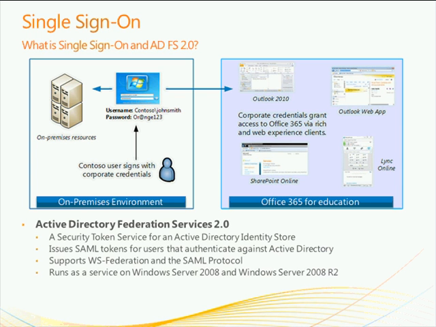So single sign-on works with SharePoint Online, Lync Online. It works in the browser, and it works in rich email clients and mobile devices. Single sign-on with Office 365 is based on ADFS 2.0. It's Active Directory Federation Services. Essentially, that is a web service that sits in an IIS server on your on-premises environment. That web service is responsible for passing security tokens between your on-premises environment and Office 365.